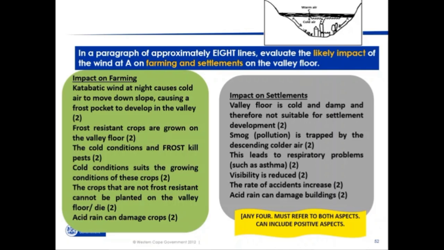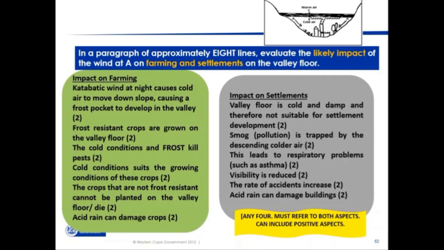Also, because we have fog and polluted air in there, our visibility will be reduced. Then the rate of accidents will also increase. Of course, if you have polluted air that hampers your visibility, there's a possibility that the accident level in that area will be high. Acid rain can damage buildings. That is page 13, ladies and gentlemen.